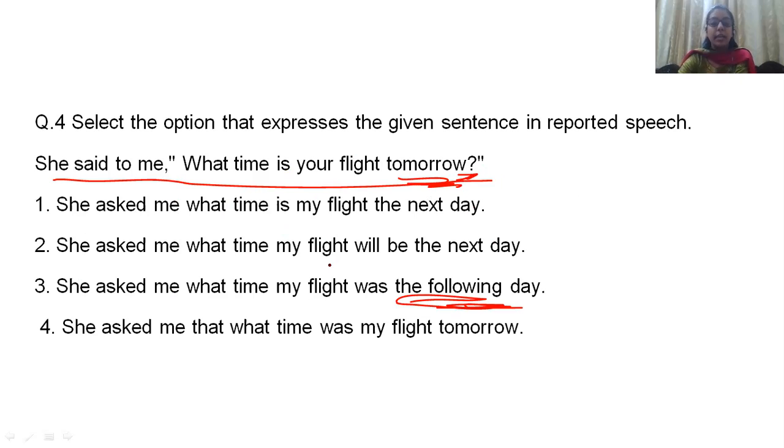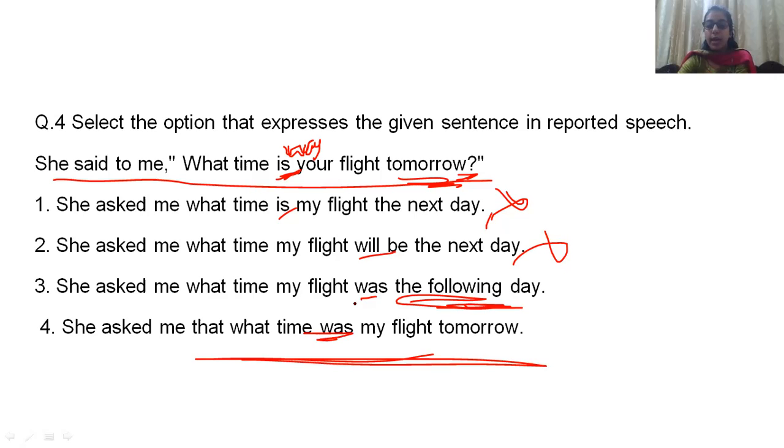What time is my flight will be converted to was. So in any answer where you have was, is, will be, was. So these two will not be in your options. Just remove them, and these two remain in your options because both have was. But here it is tomorrow, and here it is changed to the following day. Generally, you change tomorrow into the following day or the next day. So this is your correct answer logically, and this is wrong.